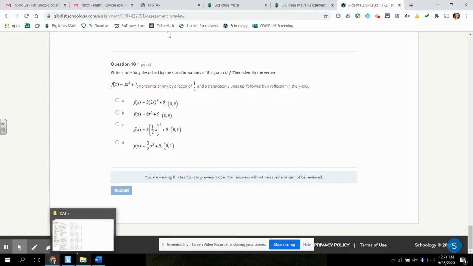It does ask you to identify the vertex, but if you see here, all the vertices are the same. And it's just the equations that are different. So I'm just going to answer the equation part, and the vertex is what it is. It's 0, 9, no matter what. So that correct answer was A.